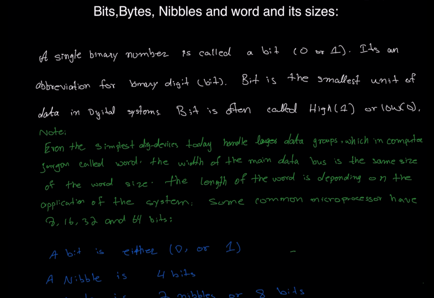Some common microprocessors have 8, 16, 32, and 64 bits of data. 16 is 1 word, 32 will be 2 words, and that will be 4 words. So we will go through these things, how these are represented.